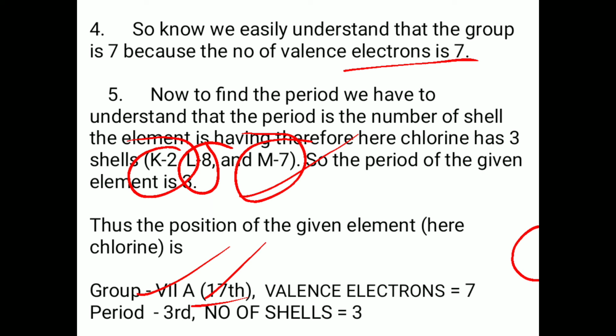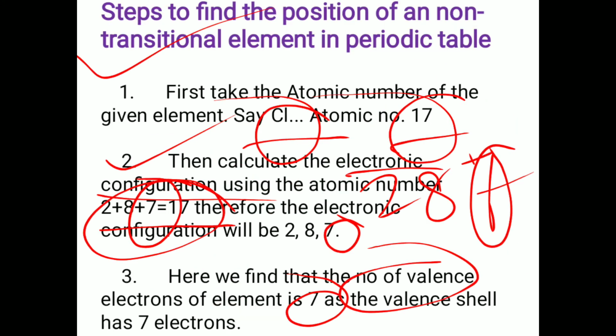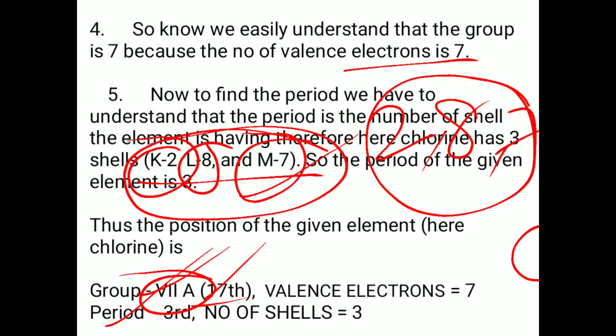But now it's time for determination of period. Here the number of shells present, there are mainly 2, 8 and 7. So there are mainly 3 shells present, that is K, L and M. So there are only 3 shells present, so the period will be the third period. So chlorine will reside in the third period, and the group number is 17 or 7A.